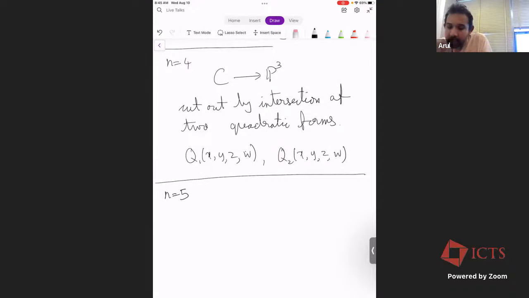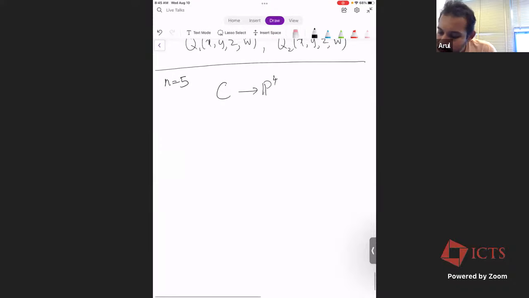When n is equal to 5, things get significantly more difficult. Because if you want to cut out a genus one curve inside P4, you have to do it with 5 quadratic forms. Now, unfortunately, if you generically take 5 quadratic forms, they won't intersect at all. They'll have an empty intersection. So you need to understand what are the sets of 5 quadrics that intersect in a genus one curve. Take 5 quadrics in P4. When do they intersect in a genus one curve? And this was understood by Buchsbaum and Eisenbud. He gave a really beautiful characterization of how you get these quadratic forms.